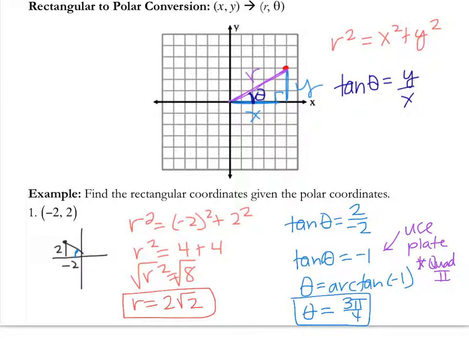So then our answer is to put those two things together, as I know my polar coordinate is 2 radical 2, comma 3 pi over 4. That would land on the same place as our rectangular coordinate. Let's try a couple more.